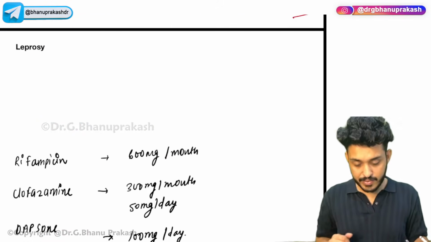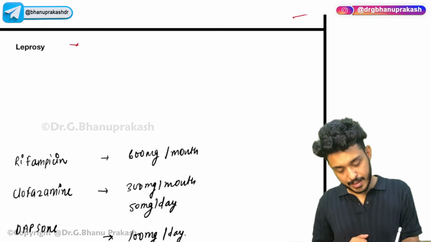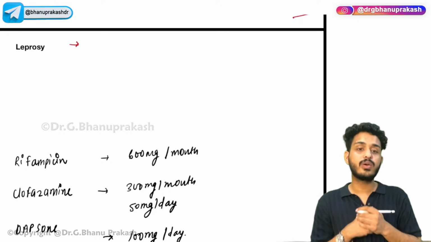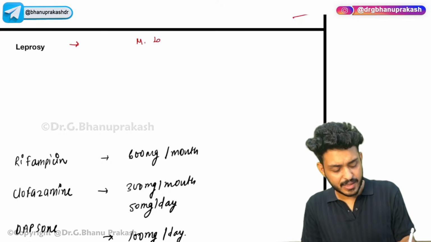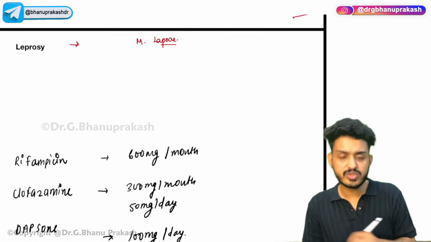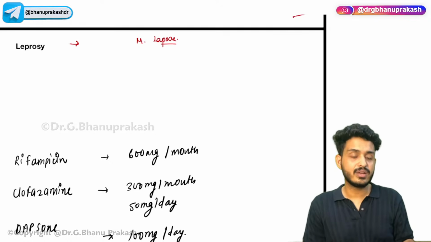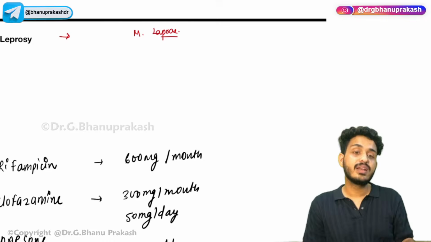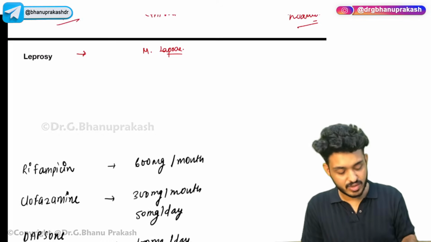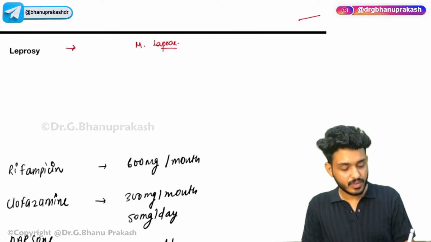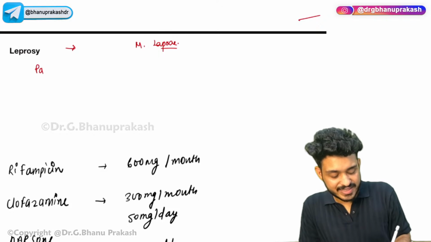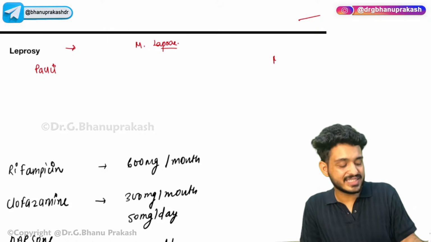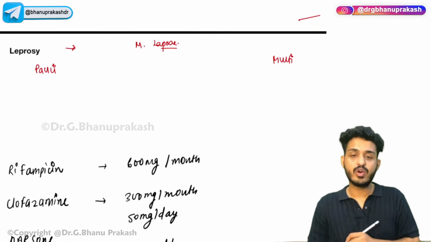Okay, now we will be discussing leprosy, guys. Leprosy is due to Mycobacterium leprae. Sir, Mycobacterium leprae does not follow Koch's postulates, right? It does not grow in normal situations. It will be grown in the nine-banded armadillo. Okay, it does not follow Koch's postulates, right? So first thing, leprosy is further divided into paucibacillary and multibacillary. On the basis of what?